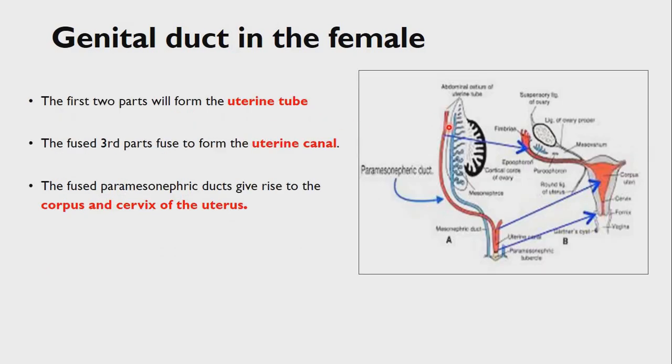Now, the genital duct in the female, look here, this is the first part, which is the vertical part, and this is the horizontal part that crosses the mesonephric duct, and this is the third part, which is also vertical and fuses with the paramesonephric duct of the opposite side. Now look here, the first two parts, the vertical and the horizontal, will form the uterine tube. The fused third part will form the uterine canal. The fused paramesonephric duct will give rise to the corpus of the uterus and the cervix of the uterus.